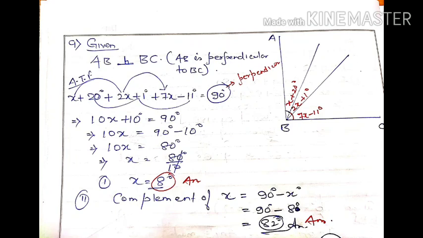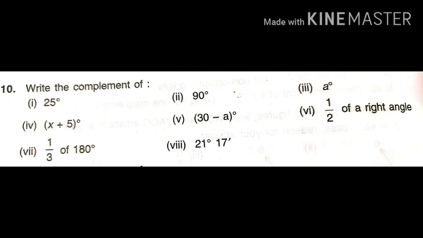One more important question is here, complement of x. Complement of x, 90 minus x. So 90 minus 8, 82 is our required answer. Okay, clear? Check question number 10.